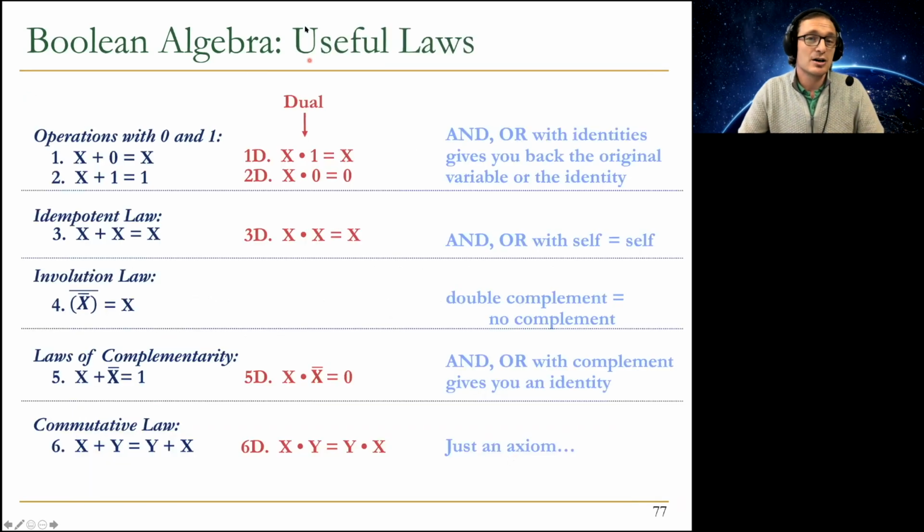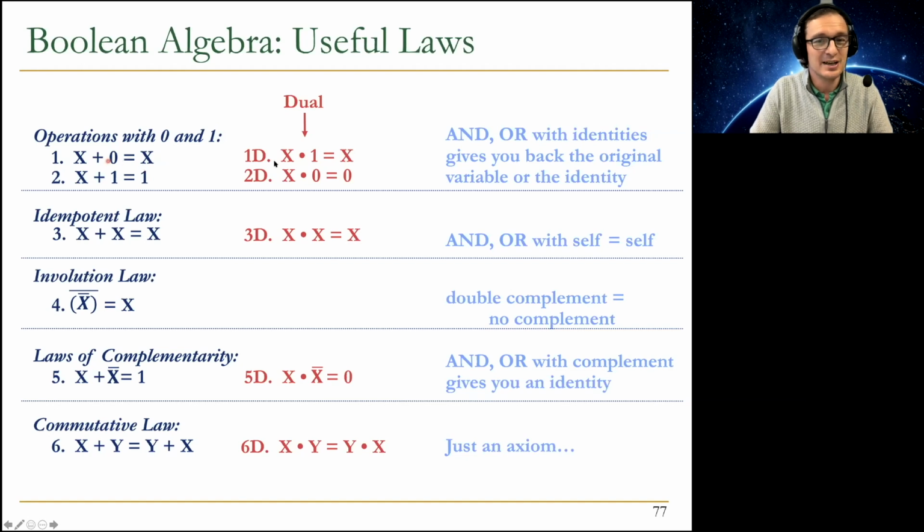Okay, so there are useful laws over here, as we discussed earlier, operations with 0 and 1. So you can see the duals over here. X ANDed with 1 is equal to X. X ANDed with 0 is equal to 0, right? So that's good. And then the duals are over here. X ORed with 0 is X.